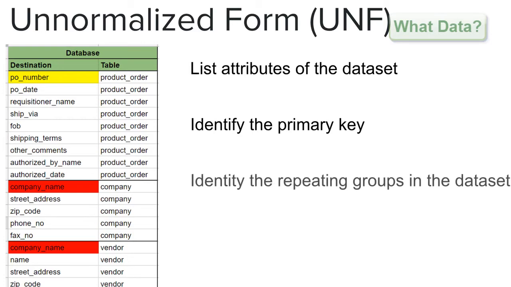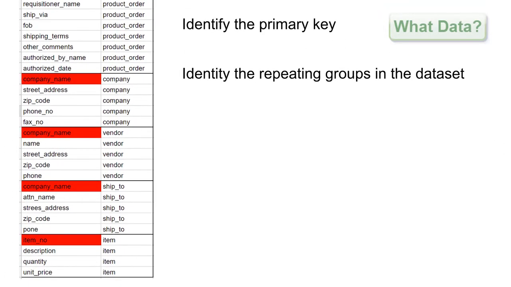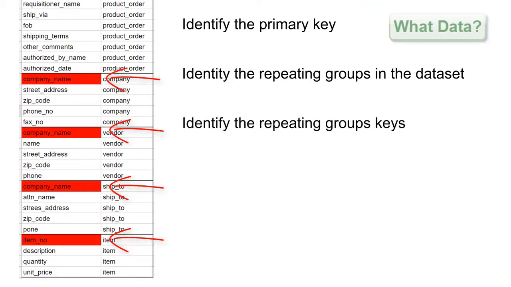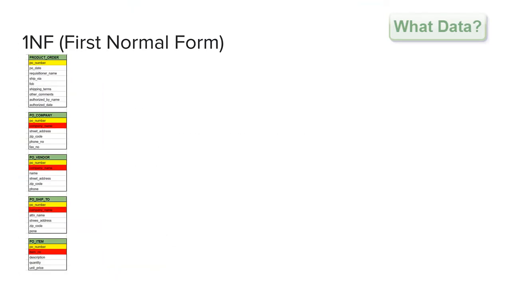Next, we identify any repeating groups in the dataset, and where we have a repeating group, we need to identify if the repeating group has a given key. This can be a single value or a composite value, which is a combination of two or more values to identify the given group. Moving on to first normal form.